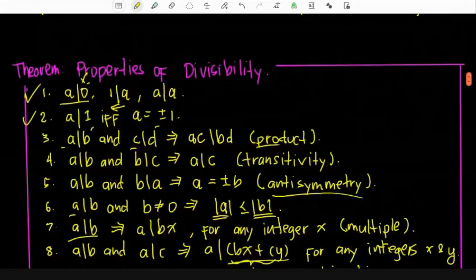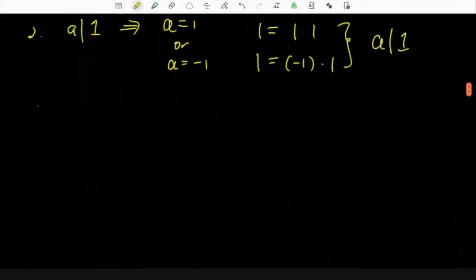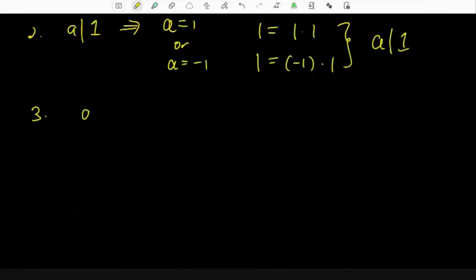Next, if A divides B and C divides D, then AC divides BD. Again, the idea is to follow the definition and show this property. So, ang gusto natin ipakita, AC divides BD. Okay, so let's look at number 3. Meron tayong A divides B, tsaka C divides D. Pero ano bang ibig sabihin nito? Well, by definition, if A divides B, then B can be written as A times Q1.